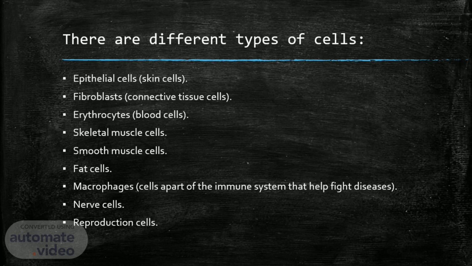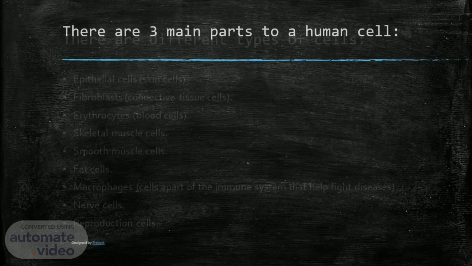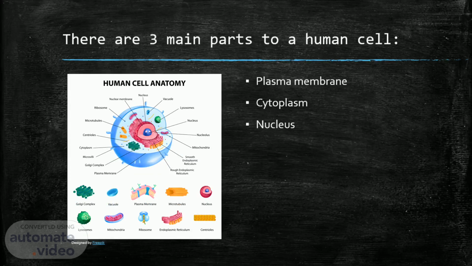In the next few seconds here, we're going to go over the three main basic parts almost all cells contain. The three main parts to a human cell are the plasma membrane, the cytoplasm, and the nucleus. Other organelles live inside the cell as well, depending on the type of cell. Other organelles include the Golgi complex, lysosomes, the mighty mitochondria, and the endoplasmic reticulum.